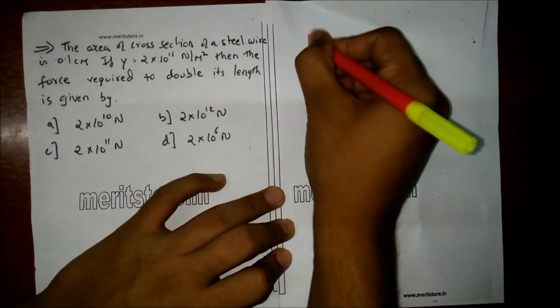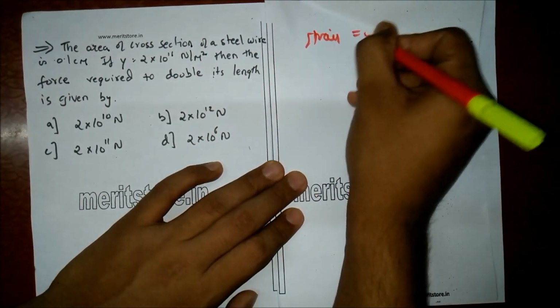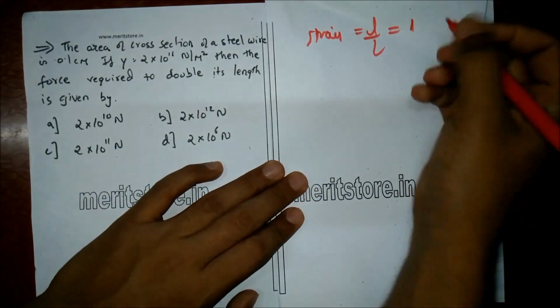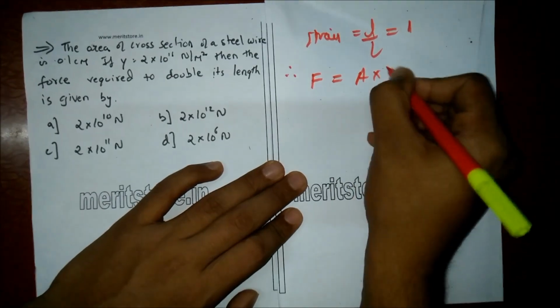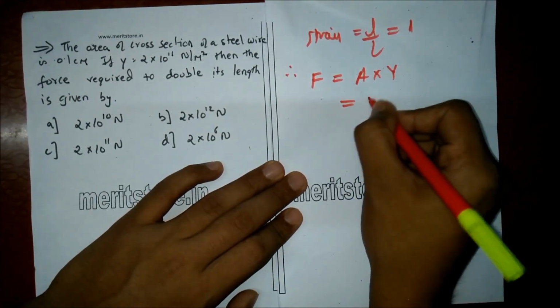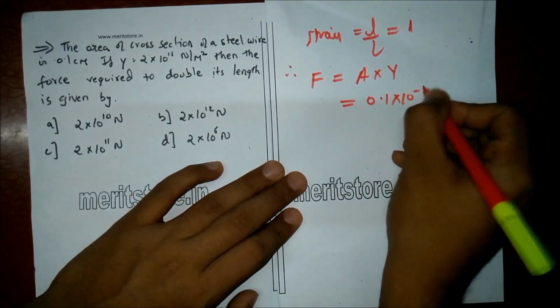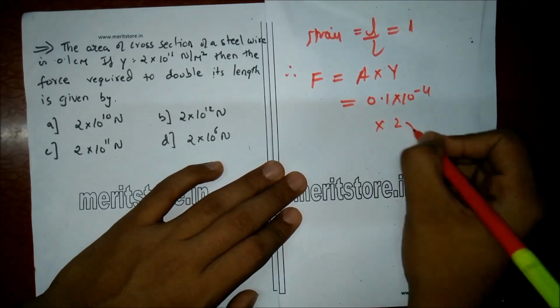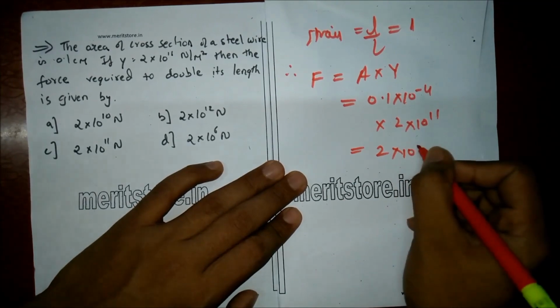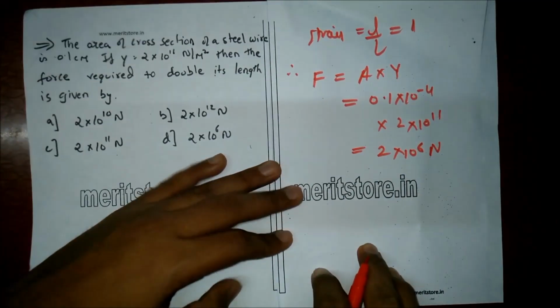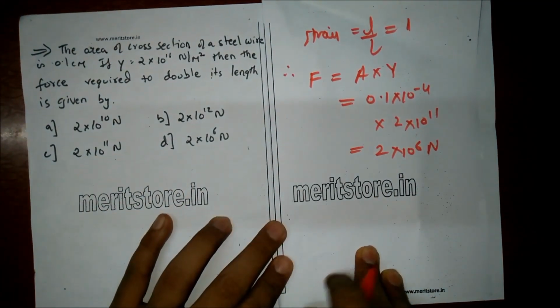Now here the strain is given by l upon L, which is 1. Therefore, the force required will be F is equal to A into Y. Area of cross section is 0.1 into 10 raised to minus 4 into the Young's modulus 2 into 10 raised to 11, which is equal to 2 into 10 raised to 6 newtons. Therefore, here the correct answer is option D.